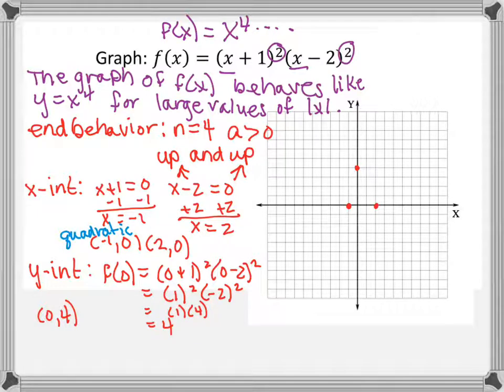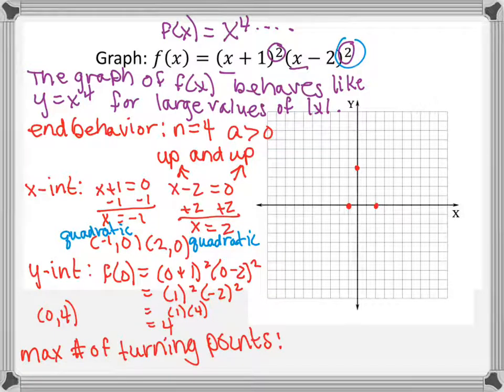This first factor is quadratic because it had an exponent of 2. That second x-intercept is quadratic as well, or the graph behaves quadratic there, has multiplicity of 2 because the factor had an exponent of 2. So the maximum number of turning points is n minus 1, which is 4 minus 1, which is 3 again. And because it's up and up, and our graph turns around at both of our x-intercepts, our graph could look something like this.